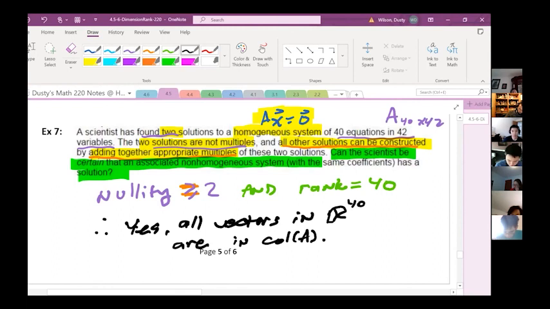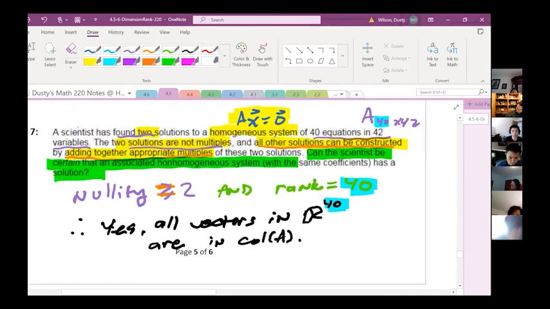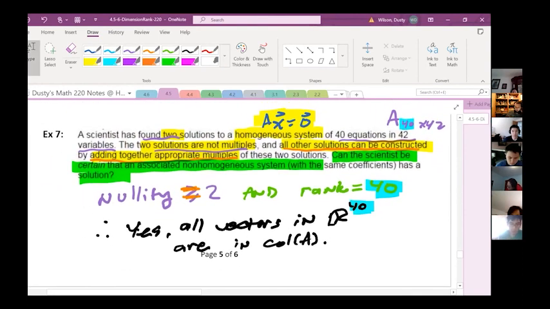Okay. Because we're focusing on the fact that this is a 40, this is a 40, and up here we have a 40. Since we know our rank is 40 and it matches the total number of components, that tells us that we would have, if you will, a pivot in every row, something like that. Questions?